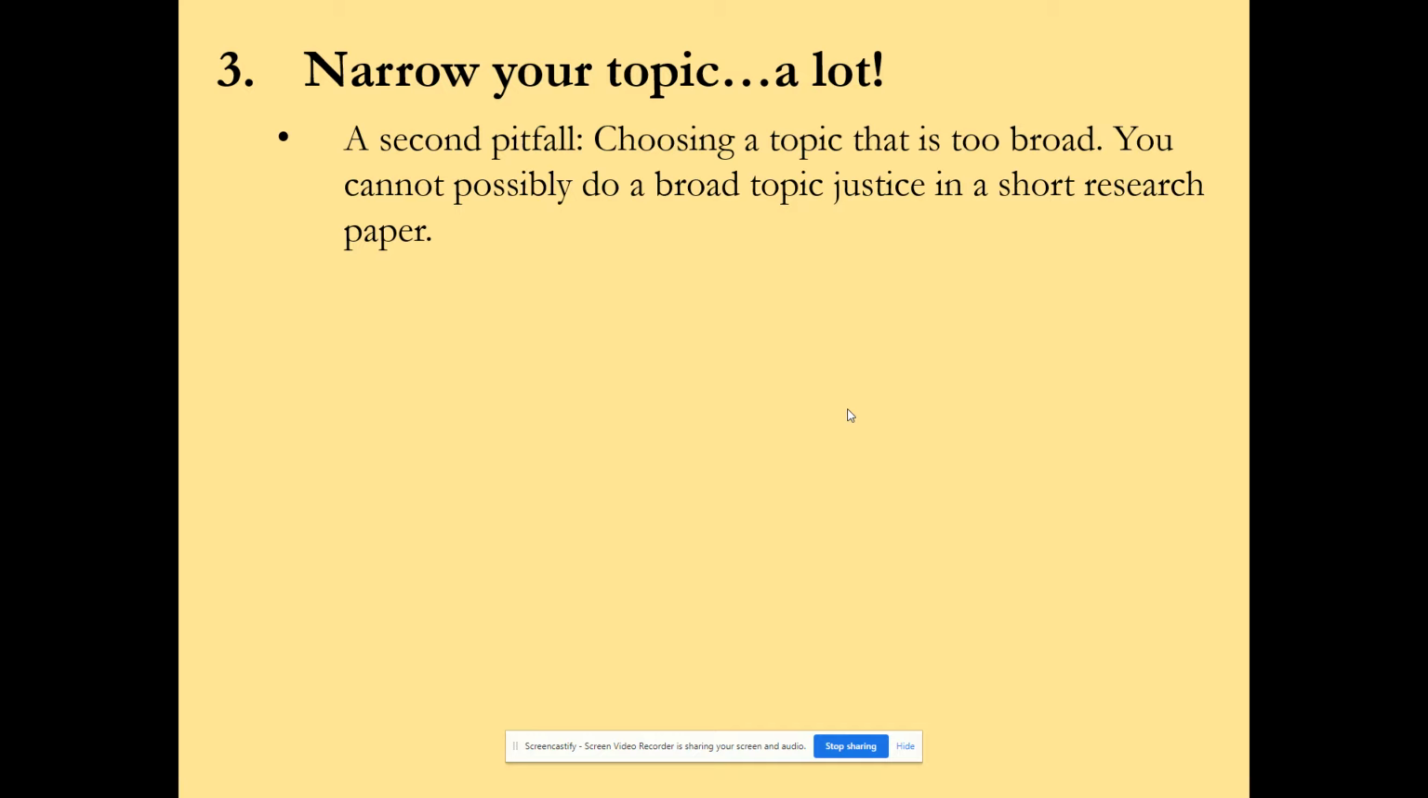If you're one of my students, you've read 5 or 6 of them by this point, or just in this school year. So you know what those really long research papers are like. You are not writing one of those. You are writing a short, 5 to 7 page paper if you're one of my students. So, how do you narrow a topic?